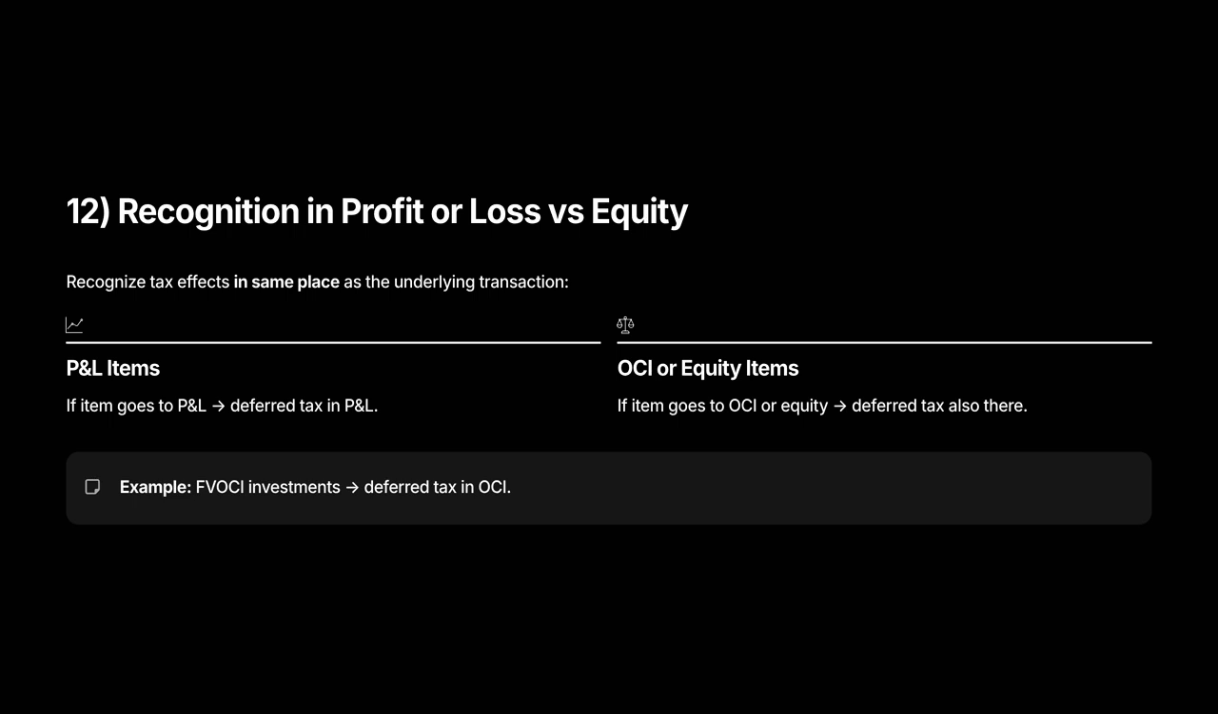Recognition in profit or loss versus equity. IND AS 12 insists on a simple but crucial rule. Recognize the tax effects in the same place as the related transaction. If the transaction affects the profit and loss account, the related deferred tax also goes there. If it affects OCI or equity, the deferred tax must go there too. For example, if you have a fair value gain on an investment classified as FVOCI, fair value through other comprehensive income, the deferred tax is also recognized in OCI, not in P&L. This keeps consistency and clarity.